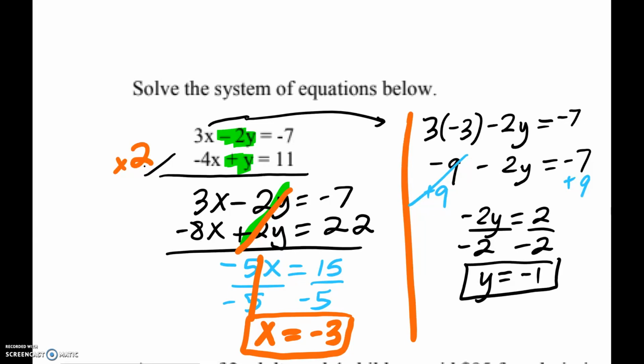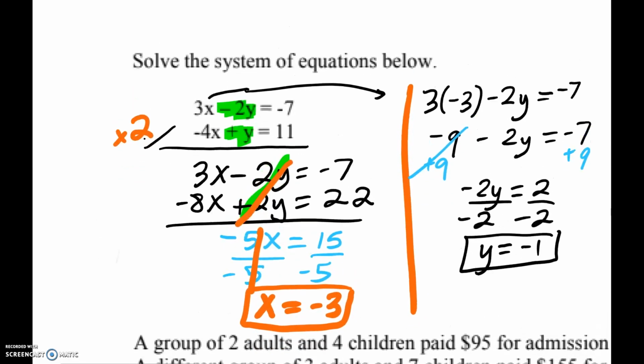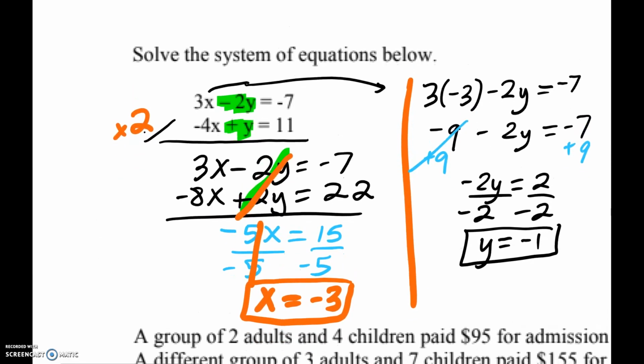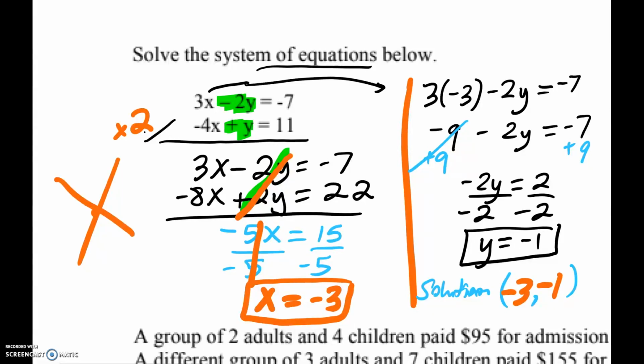I want to emphasize something here, which is important, guys. The solution of the system of equations is a point. We always write x first. x was negative 3, remember, and then y. This is a point. This is a point of intersection, which is our solution.